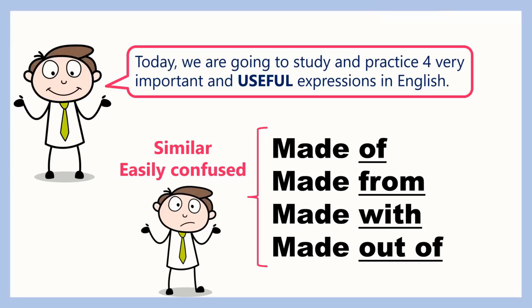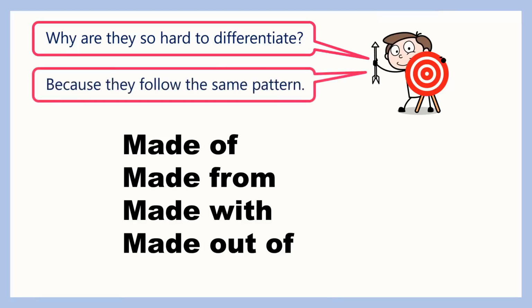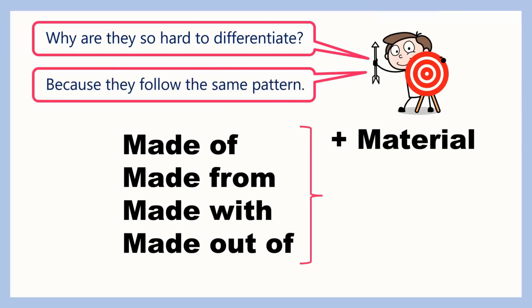Do you know why? Because of this right here. The preposition is changing and it has a totally different meaning. So let's get started. Why are they so hard to differentiate? Because they follow the same pattern. So all of those right here are followed by a material.